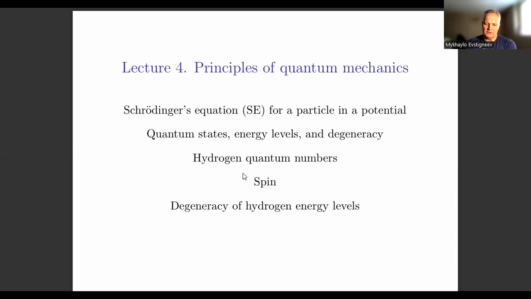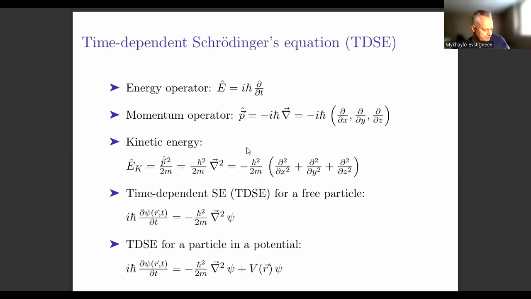And finally, I will give you a calculation of degeneracy of the energy levels in hydrogen. So without further ado, let us refresh our memory about the main steps to derive the time-dependent Schrödinger's equation for a free particle.